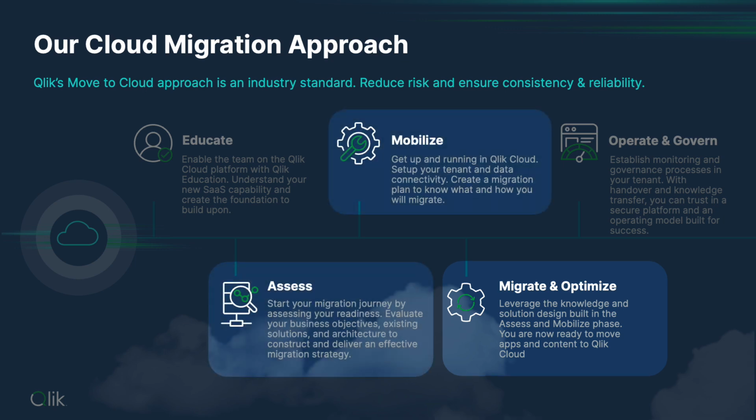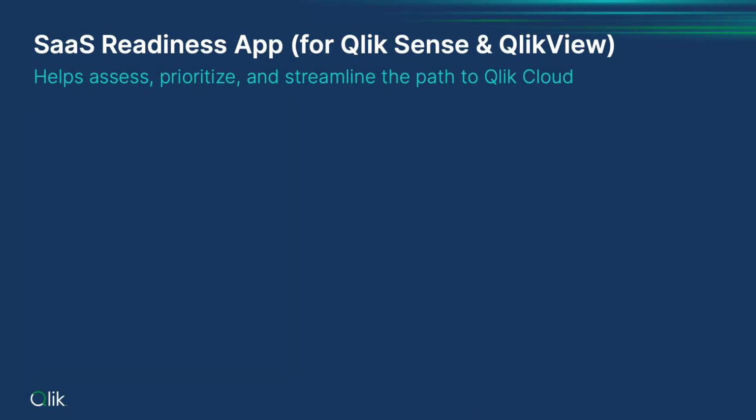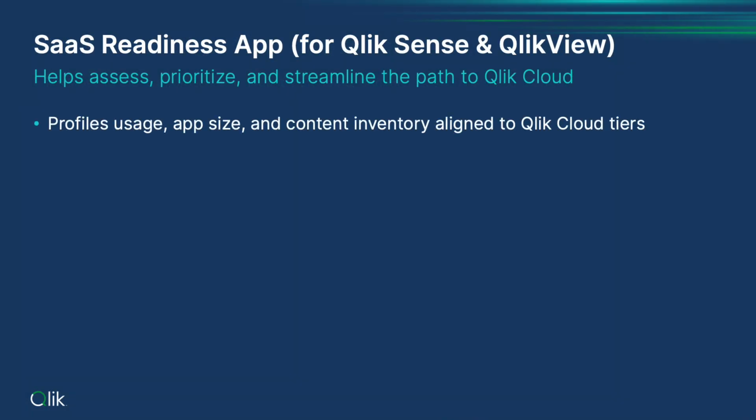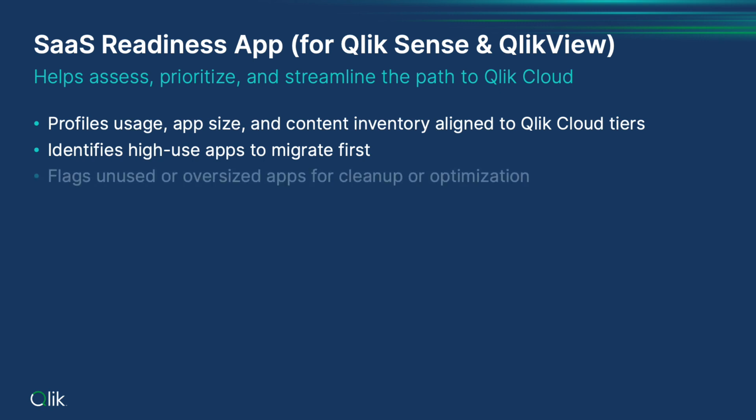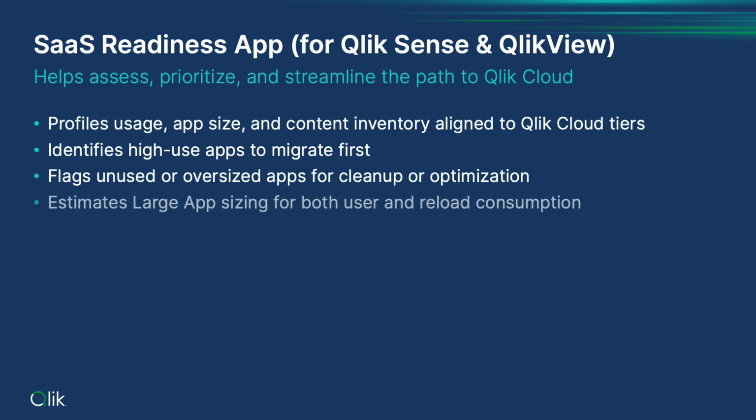Since it all begins with the assess phase, can you tell us a little bit more about the SaaS Readiness app? Yeah, the apps themselves can profile the usage, the app size, and inventory all of the content aligned to the Qlik Cloud tiers that we have available today. They identify the high use apps, so you can prioritize your migration to see which needs to be migrated first. And it can flag unused or oversized apps that will be targeted for cleanup or optimization.